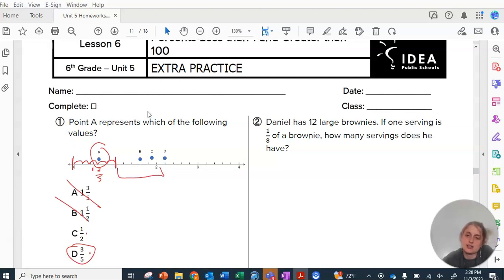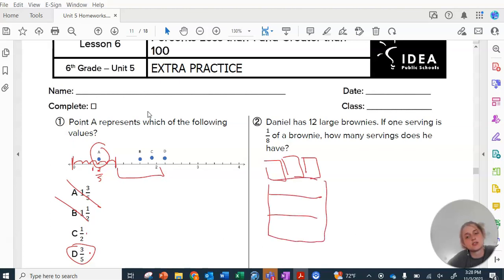Number 2. Daniel has 12 large brownies. Yum. If one serving is 1/8 of a brownie, how many servings does he have? So picture all these brownies, 1, 2, 3, 4. There's 12 brownies, and each of them, you don't even eat the whole brownie. This is just like a bite's worth. Each of these is cut into 8 small pieces, like that. And that's 1 serving.